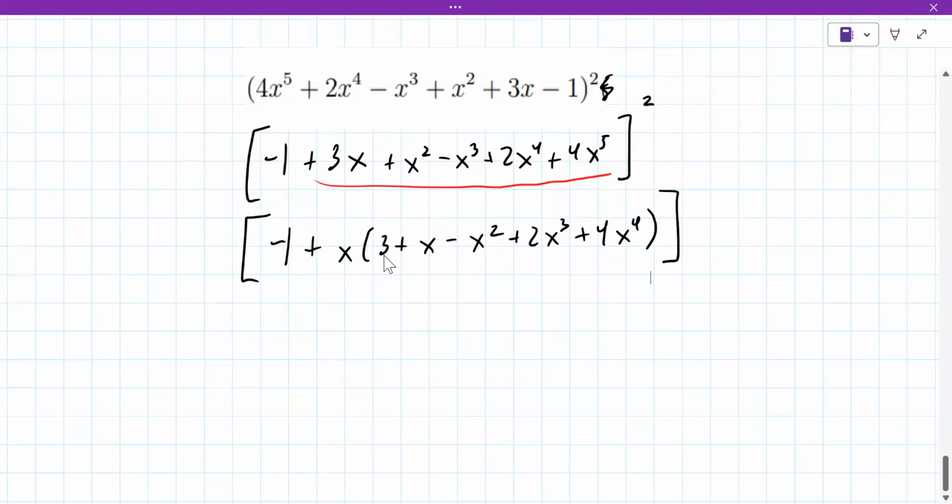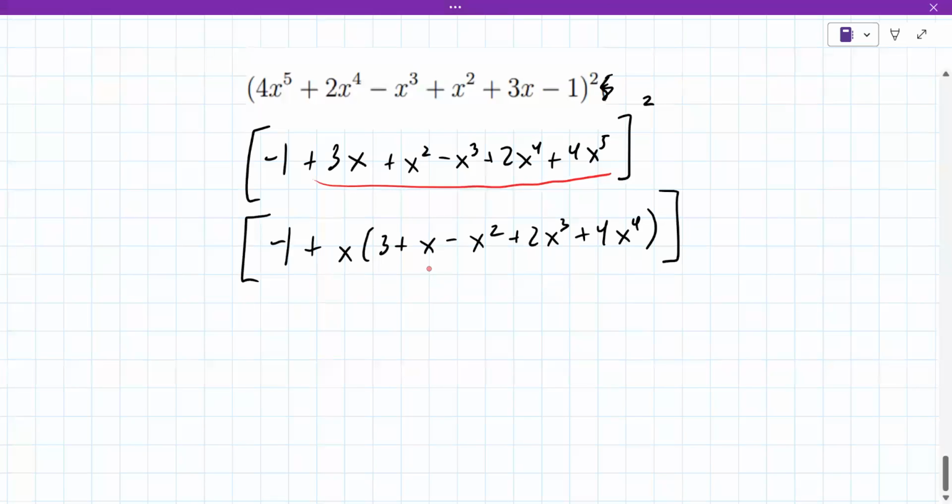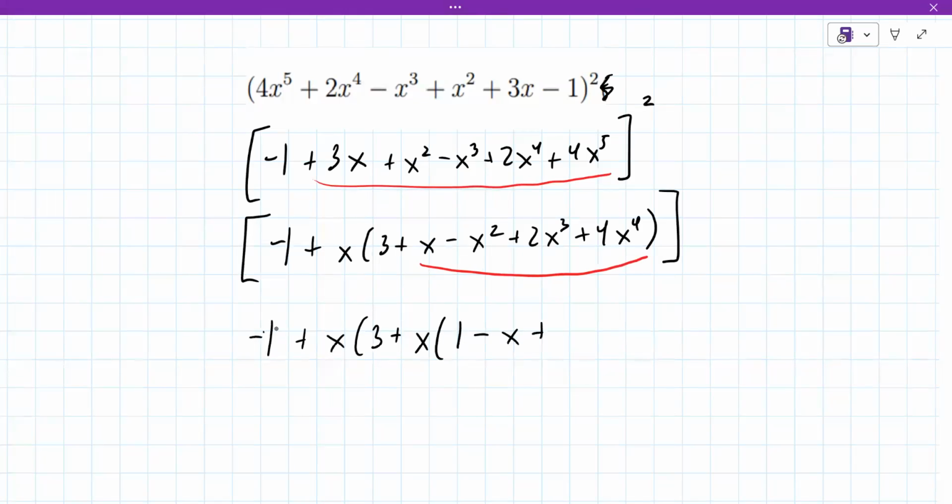And then you factor out an X out of all of this stuff here. All of these get an X factored out. So the way it works here is it's -1 plus x(3 plus x(1 minus x plus 2x squared plus 4x cubed. So I'm taking an X out of the things in red.